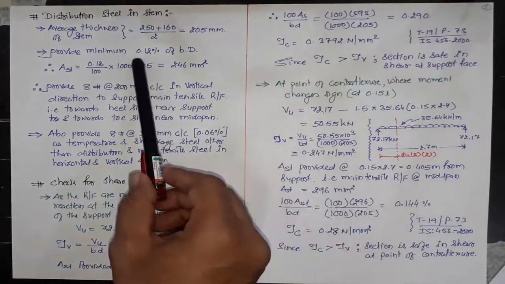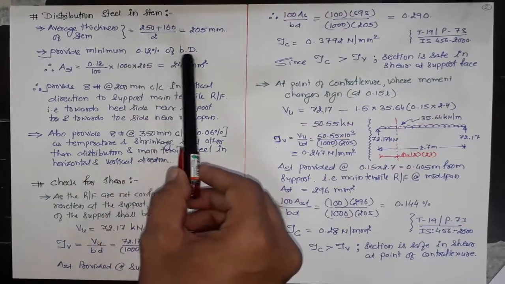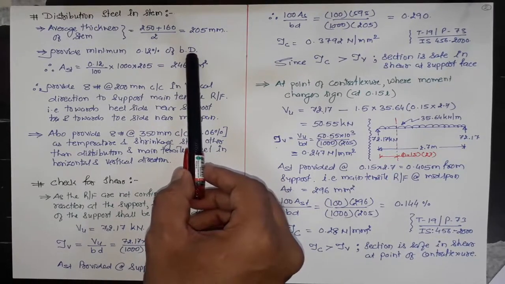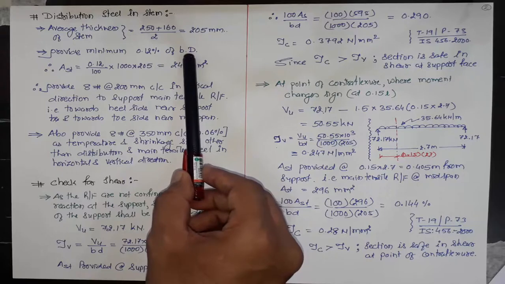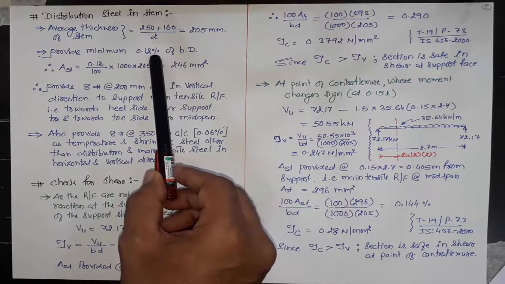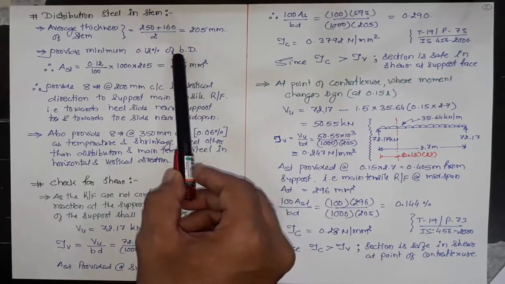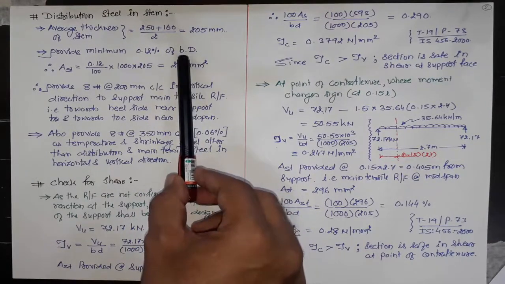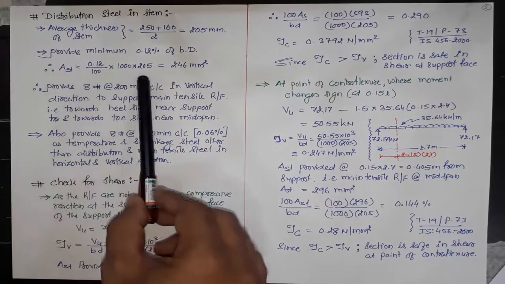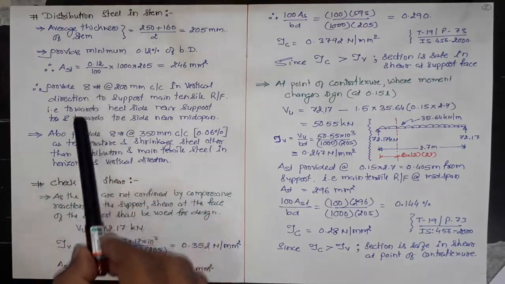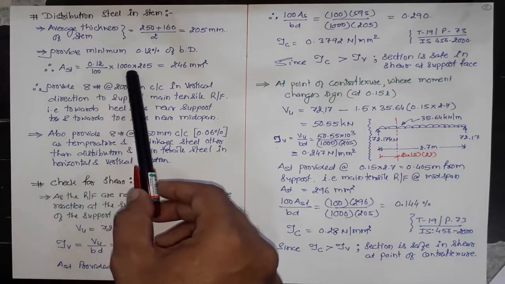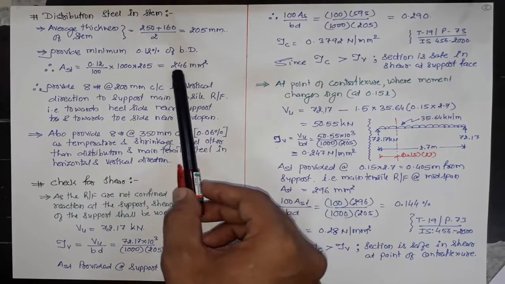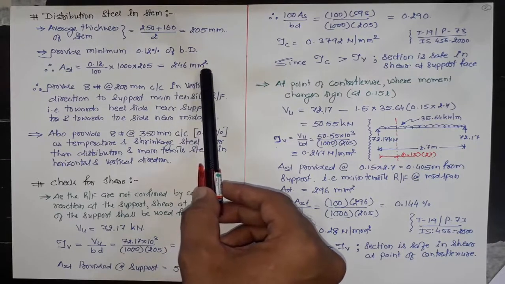Now we are supposed to provide 0.12% of our gross cross-sectional area. Here D is capital D. Here we are supposed to calculate percentage steel based on gross cross-sectional area and not on the basis of effective cross-sectional area. Therefore AST will be equals to 0.12 by 100 into 1000 into 205. This is the average depth of our stem slab, that comes out to be 246 mm square.